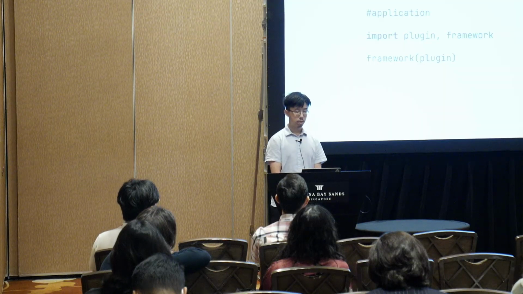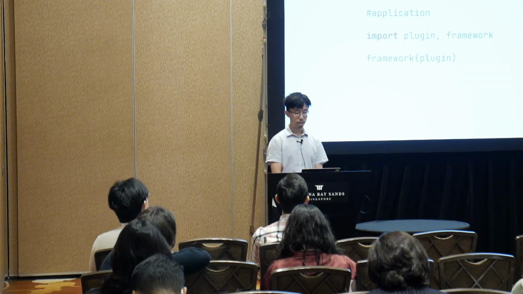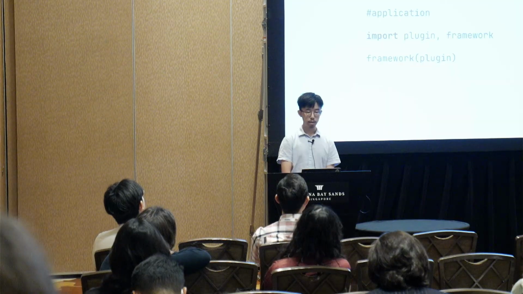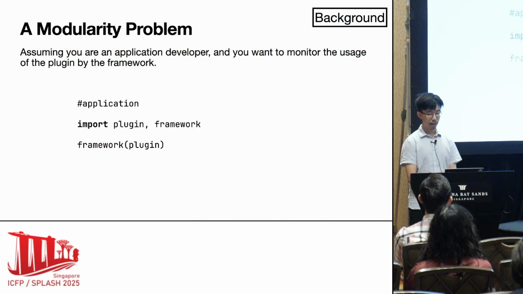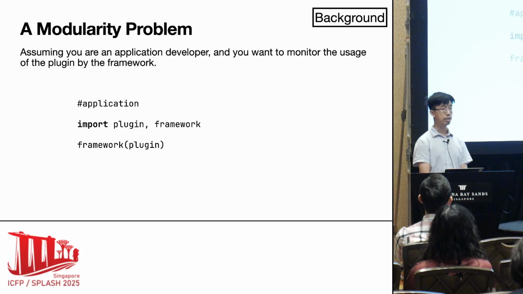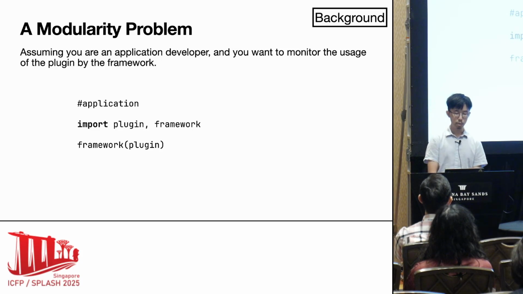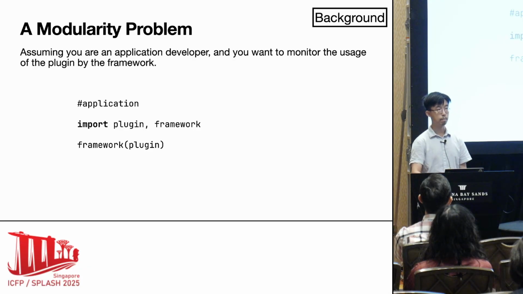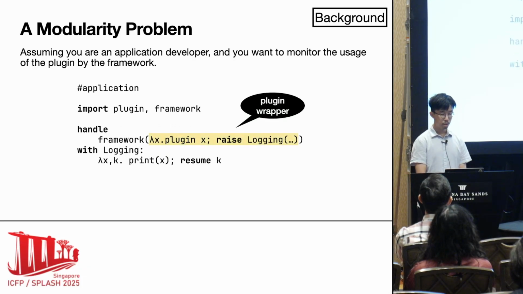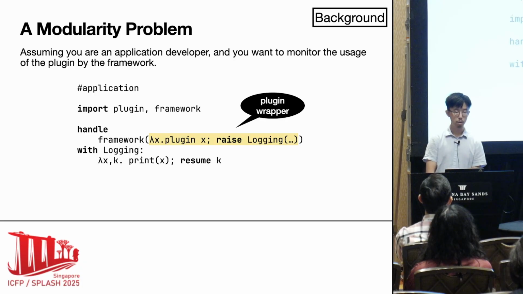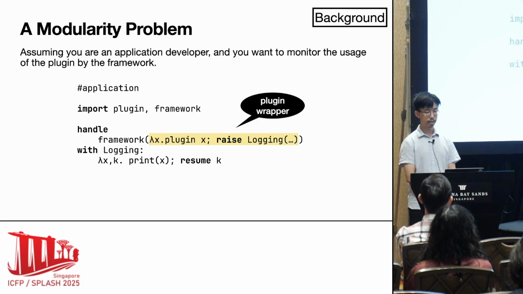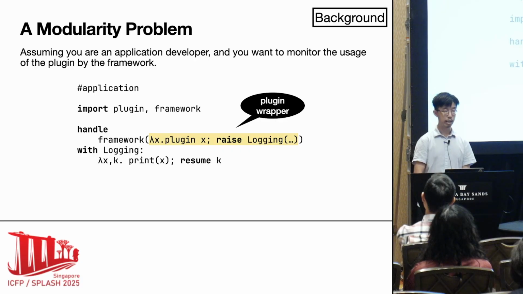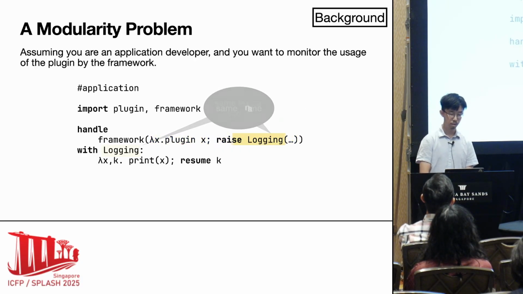Here's an example. Assuming you are an application developer, you import a plugin and a framework from third-party libraries, and you invoke the framework by instantiating it with the plugin. Now, say you want to monitor the usage of the plugin by the framework. You create a wrapper function that calls the plugin and raises the login effect. And you also install a login handler in your application.